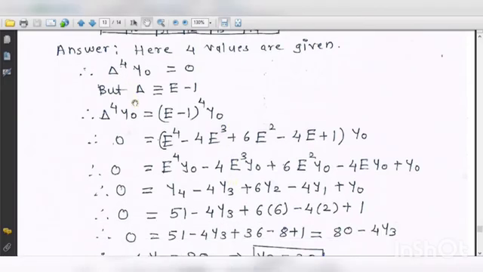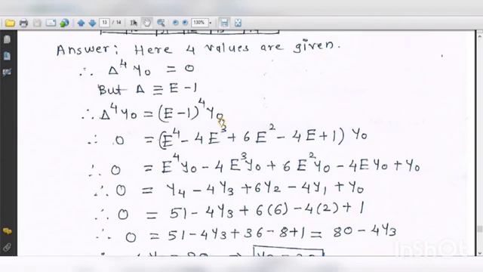As we have seen in lecture 6, we can find powers of this relation using the binomial expansion, and how to write it directly within 1 minute using the binomial coefficients obtained from the Pascal triangle. So we will make use of this. Therefore delta raised to 4 y0 is nothing but, substituting the value of delta as E minus 1, (E minus 1) raised to 4 y0.